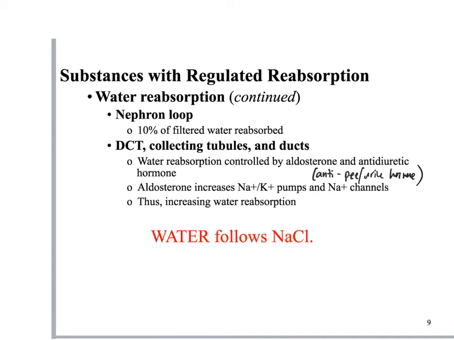So what is it going to do? Is it going to increase urine production or decrease urine production? Olivia? Decrease. All right? Antidiuretic hormone. Okay? Aldosterone increases sodium potassium pumps and sodium channels, right? Thus increasing water reabsorption. So they're going to play back and forth. Okay? ADH, aldosterone, in the renin-angiotensin system. The key here again is water follows sodium.